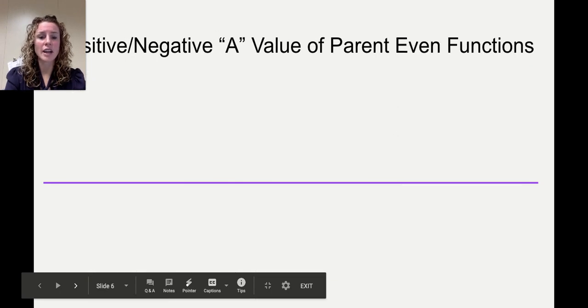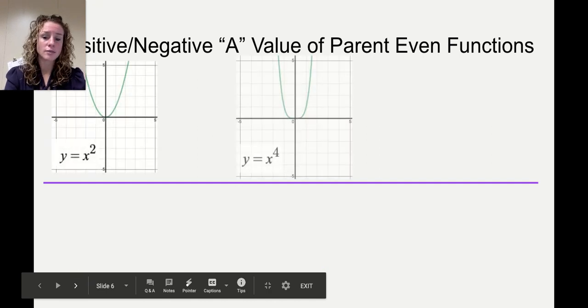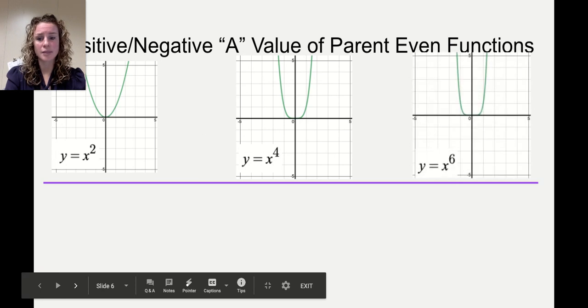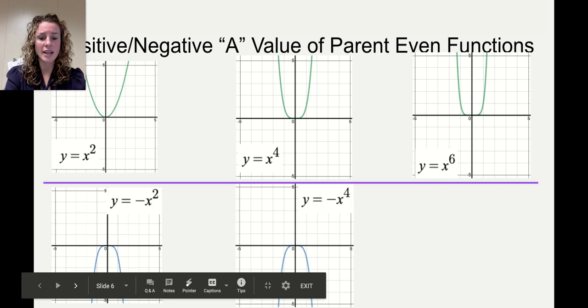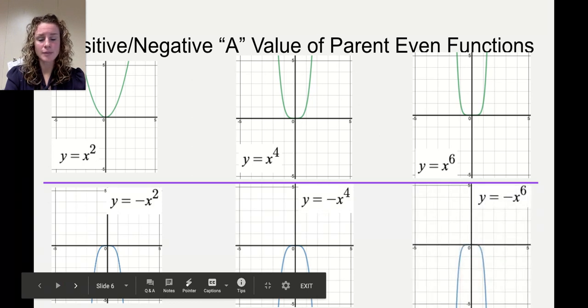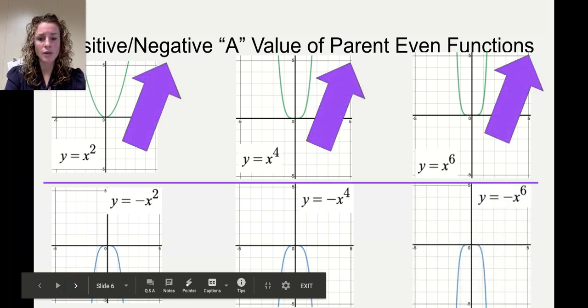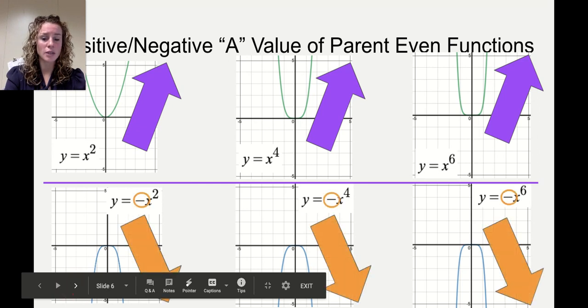Okay, let's look at our even functions. That would be our quadratic, quartic, and our sextic. Okay, they all go up in both directions. Notice these graphs with the negative in front. Okay, so these ones all go up as we go right. These ones with the negative in front all go down as we go right.